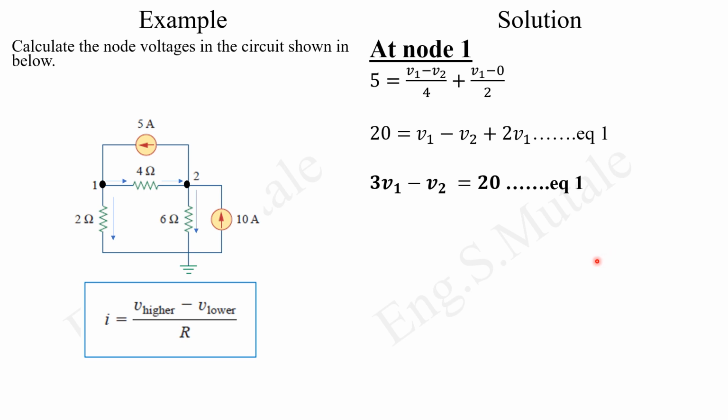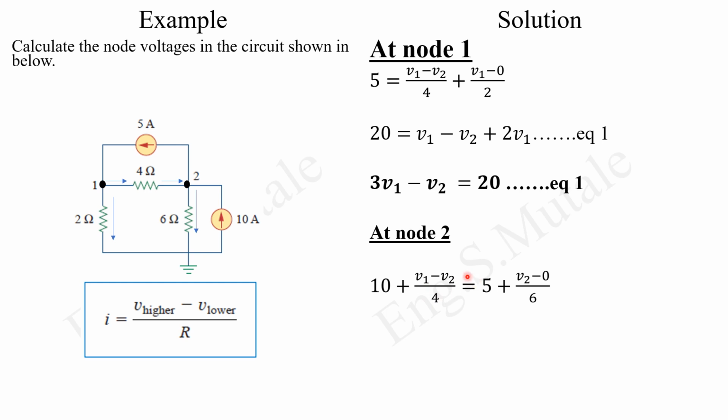Okay, so this is our analysis at node 1. Then we can also analyze at node 2. At node 2, we do the same: currents entering a node is equal to the currents leaving that node. At node 2, you've got current 10, which is this one entering, plus another one entering, which is this one. That is represented by higher potential minus lower potential divided by the opposition, which is this one.